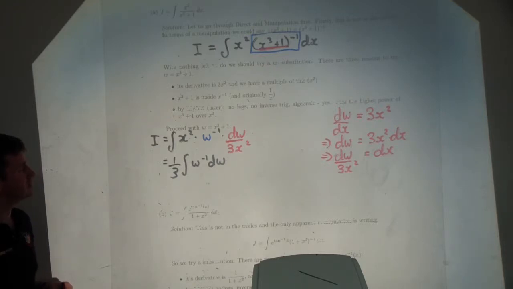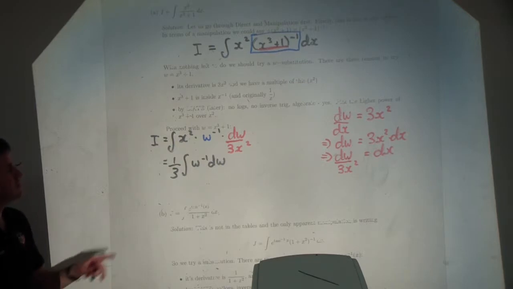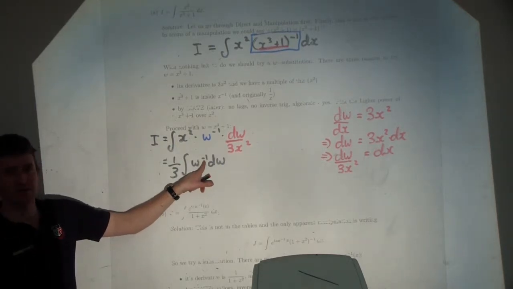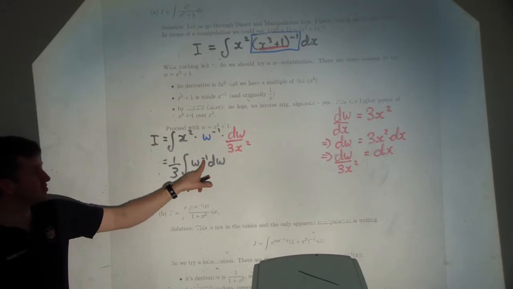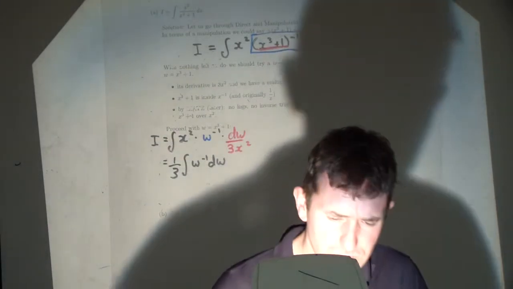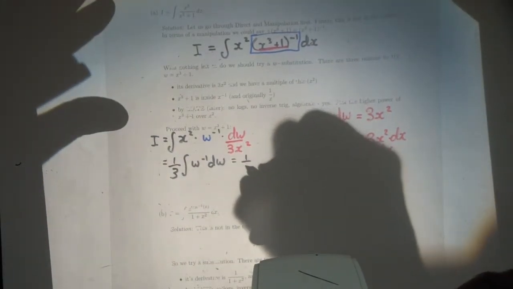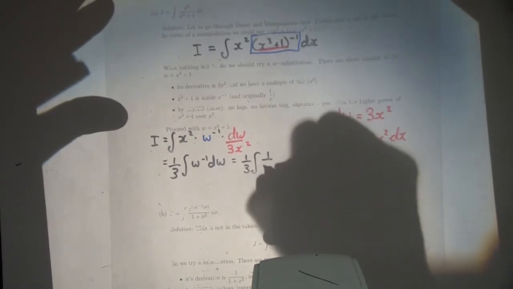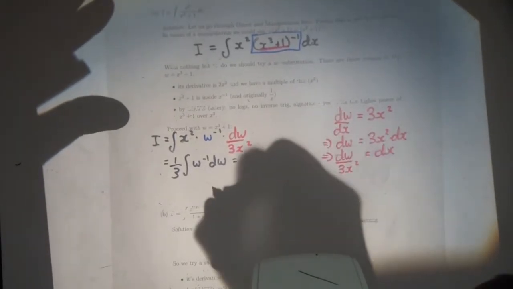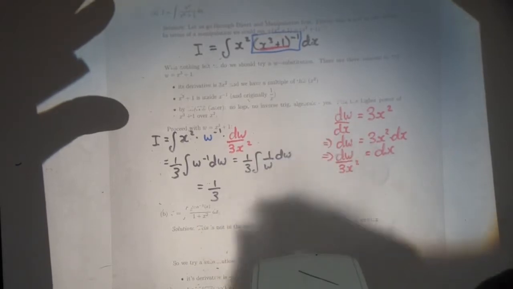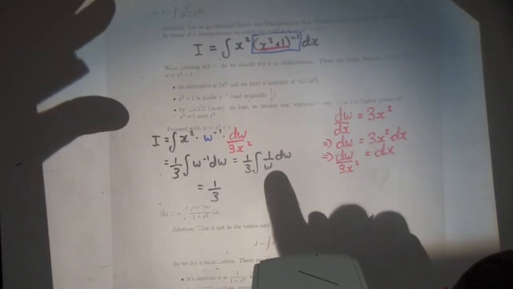It's the antiderivative x to the n plus 1 over... oh, we said it doesn't work. It's natural log of x. So the minus 1 doesn't work. So maybe I'll just do one extra line here. So this is 1/3 of 1 over w dw. 1/3, and the antiderivative of 1 over w is log. So log of the absolute value of w.